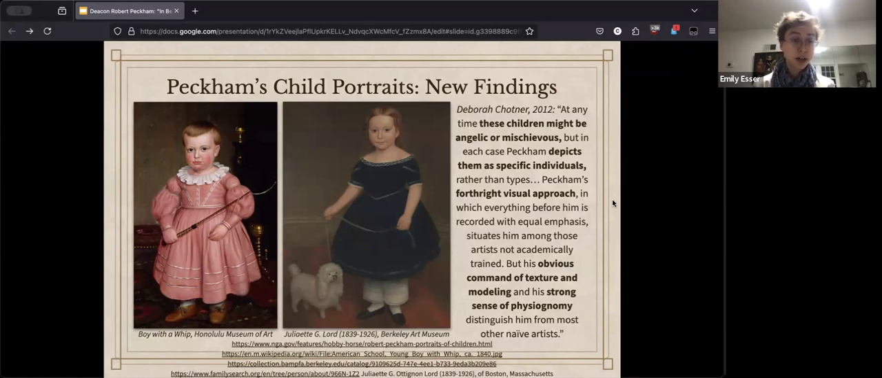The boy is in a museum in Hawaii. His name is not known. The girl is Juliette G. Lord. She lived in Boston, Massachusetts from 1839 to 1926. That one's at the Berkeley Art Museum. So they've certainly traveled a far way from Massachusetts, but it's always a delight to discover more of them. So I thought I'd include those just so you get a little taste of his child portraiture as well as the adults, which we're going to spend more time discussing.